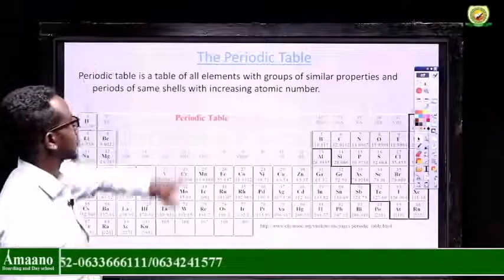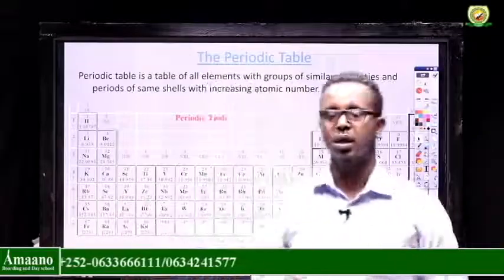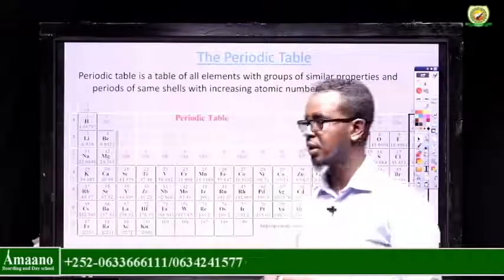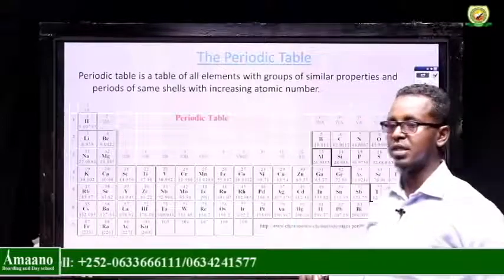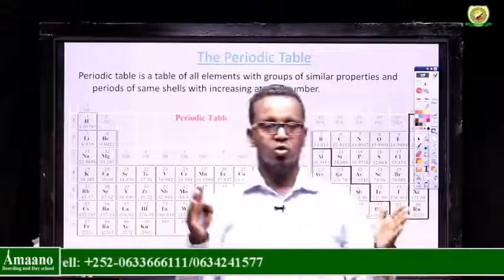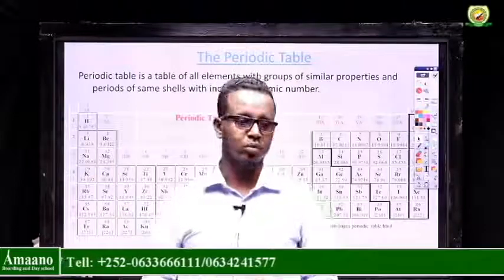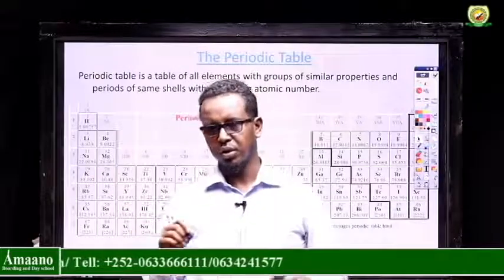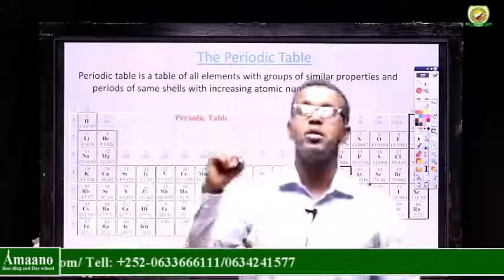So periodic table, first we have to define periodic table. A periodic table is a table, a table of a number of cells with groups of similar properties and periods of elements. This kind of periodic table is called a modern periodic table. The modern periodic table was developed by someone called Henry Moseley. This is based on atomic number.